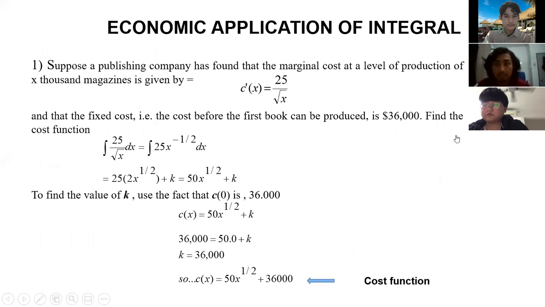Next, economic application of integral. Suppose a publishing company has found that the marginal cost at a level of production of x thousand magazines is given by C'(x) equal to 25 over root of x. The fixed cost, the cost before the first book can be produced, is 36,000. Find the cost function. So this is how to solve.